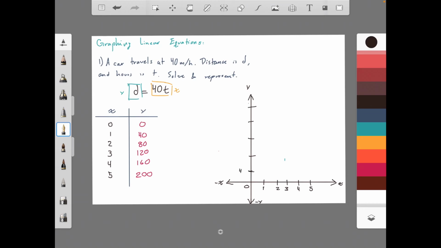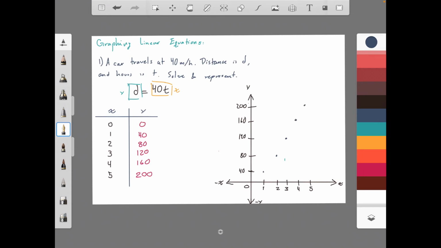So this is going to be 40, 80, and I skipped one, so 120, 160 and 200. Okay, now what we're going to do is find these dots. So 40 and 1 is over here, 40 and 80 is over here, this and this is over here, this and this is over here, and this is over here.